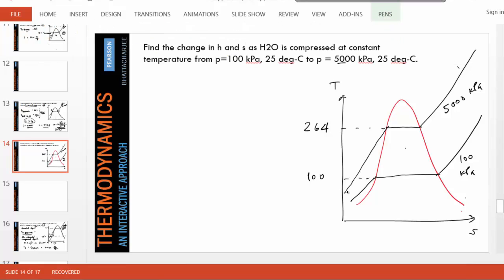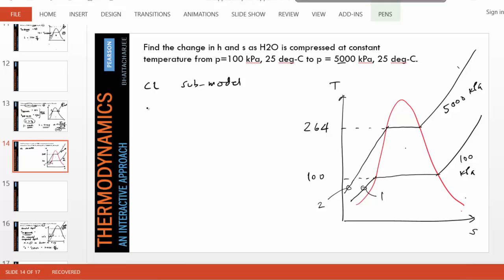At 25 degrees Celsius, let's say this is our 25 degrees Celsius line, then this will be our state 1 and 2 respectively. This will be our 1, this is our state 2. And we are supposed to find change in entropy and change in enthalpy. Notice that obviously both the states are in the subcooled region, and we can use the CL submodel, subcooled liquid model, for property evaluation of a liquid.